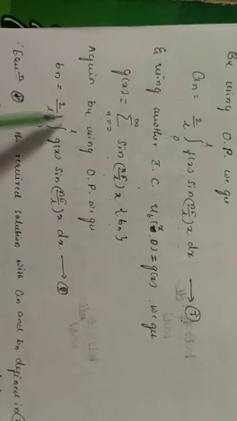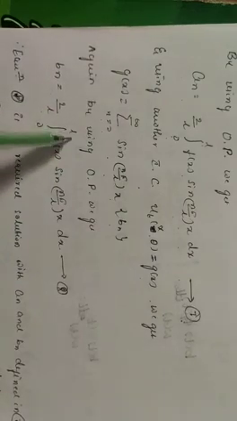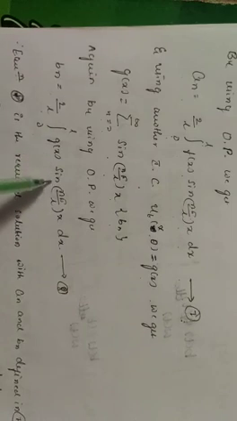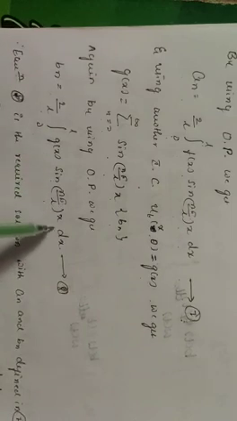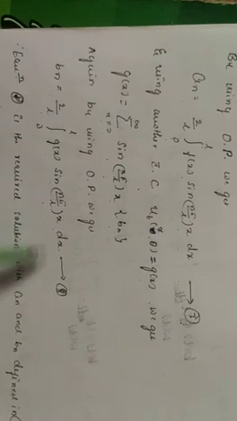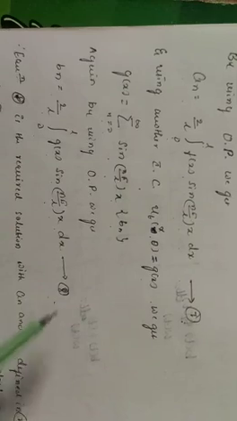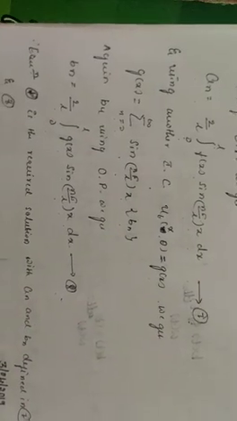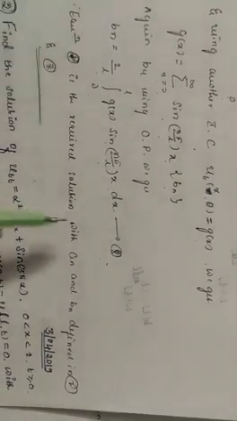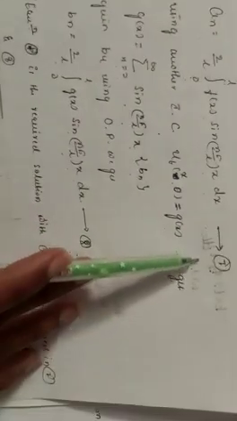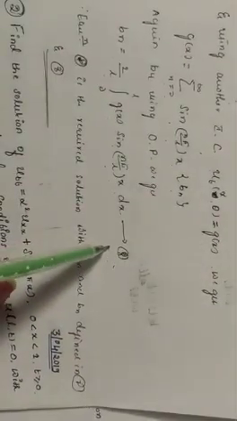Now apply the orthogonal property to this equation. We get bn equals 2 over L into the integral from 0 to L of g of x into sin n pi over L into x into dx. Call this equation number 8. Now substitute equations 7 and 8 in equation star, then we get the required solution. Hence equation star is the required solution with an and bn defined in equation 7 and equation 8 respectively.